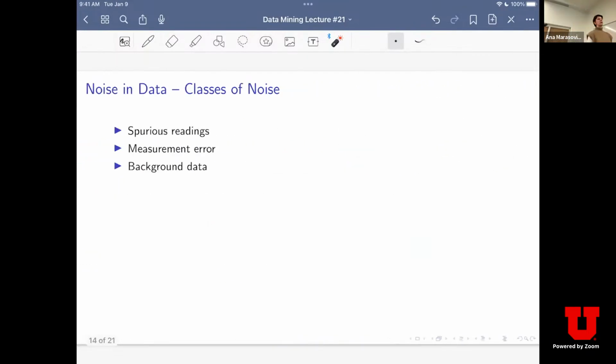Okay, so I would like to switch to another topic. So last chance for distance metric learning. Okay, so for the rest of this lecture, we are going to talk more about outliers, but outliers are connected to something that's called noise in the data. And you can have noise in your data for many reasons.